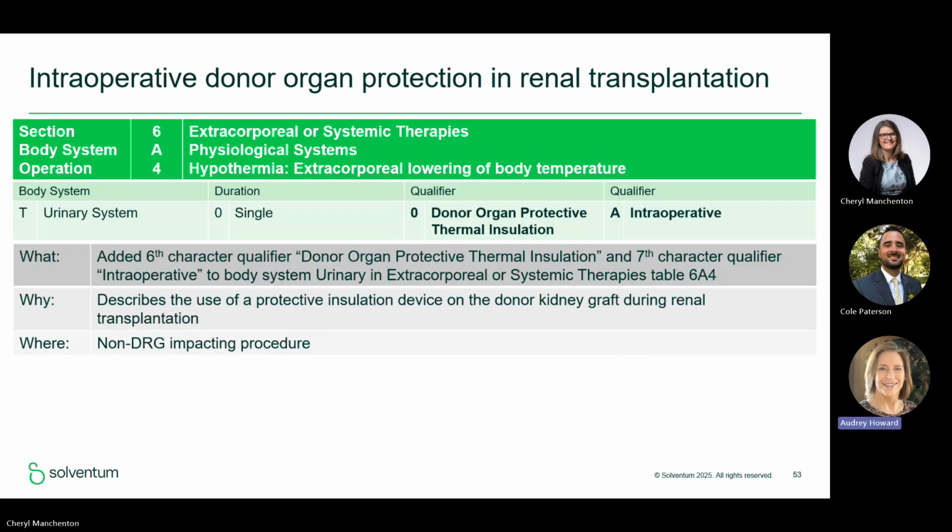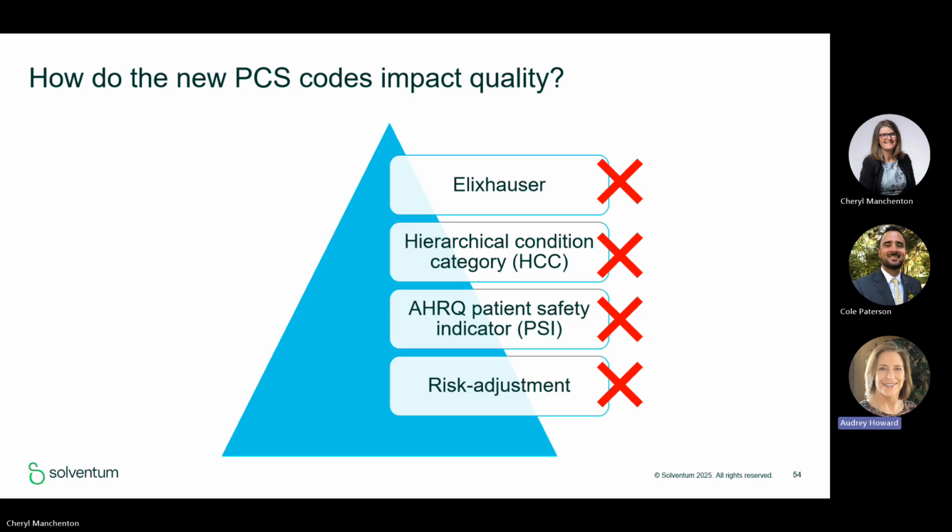Our next topic. Next one is one new procedure code that was created to identify the use of a protective insulation device on the donor kidney graft during a renal transplantation. This code is used in addition to the kidney transplant code. Cheryl, talk to me about quality for this new procedure code.